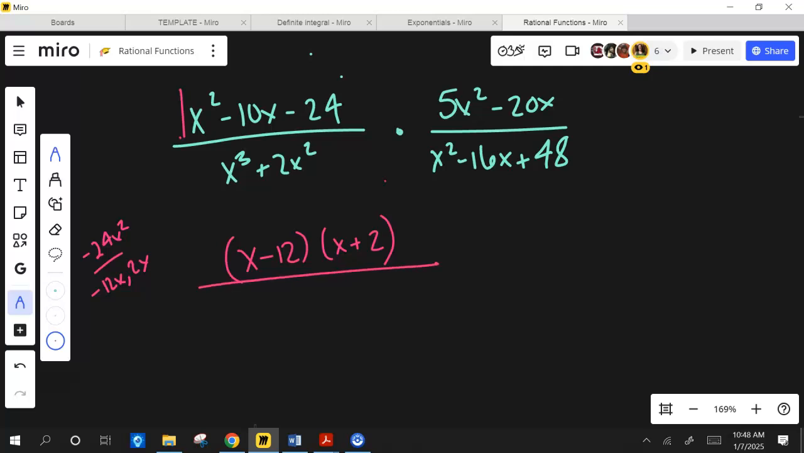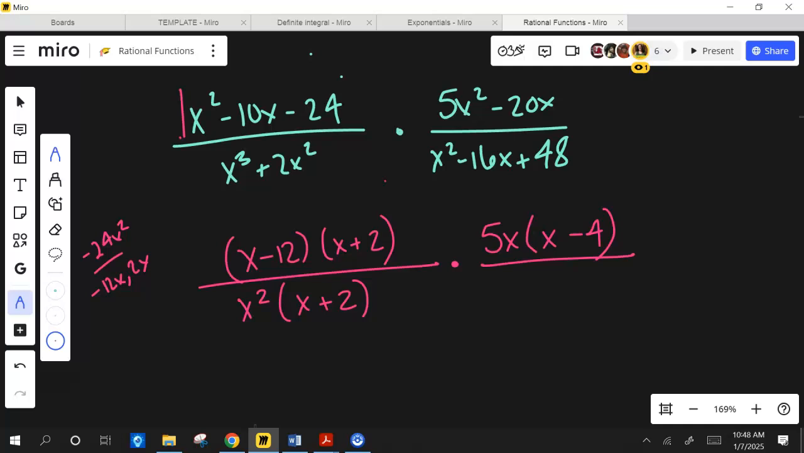On the bottom, what can I do? Take out an x squared. That's exactly right. If I take out x squared, what is left? X plus 2. If you want to cancel that out now, you can. I tend to go ahead and do the whole fraction, both of them, and then I start canceling out top and bottom, but whatever you want to do. All right, top of the second fraction, what can I do? What's left? X minus 4.